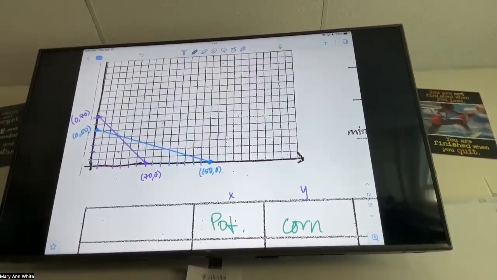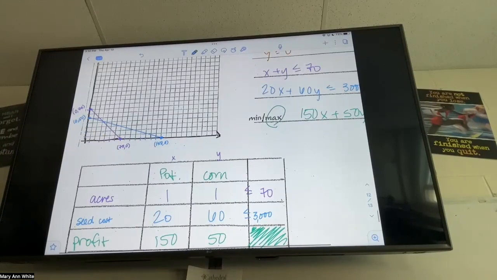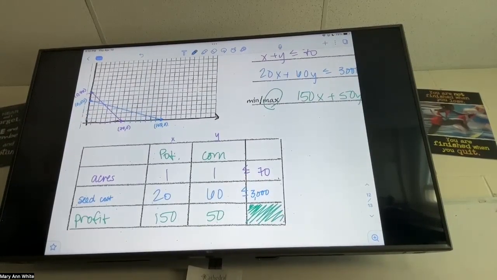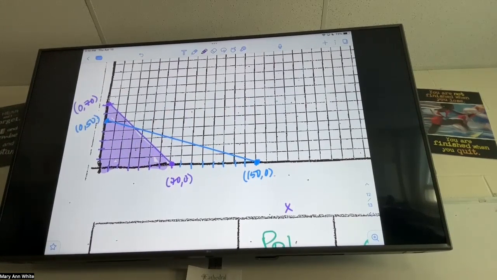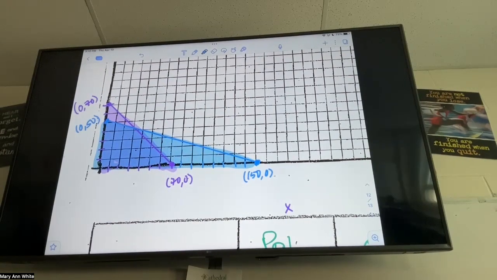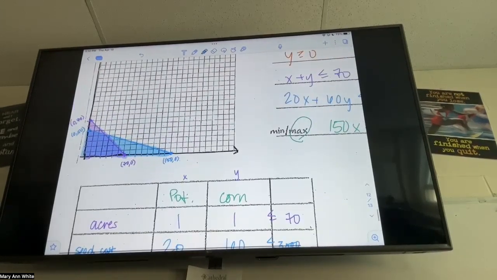Okay, so I've got my lines graphed, and remember these were all less than, so we're gonna shade less than. I'm gonna shade my little purple line. It's right in here. Blue line. All right, cool.